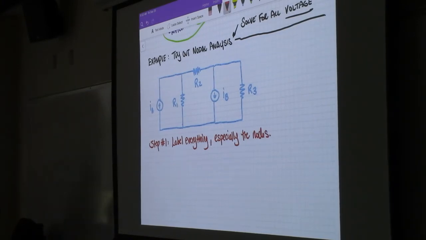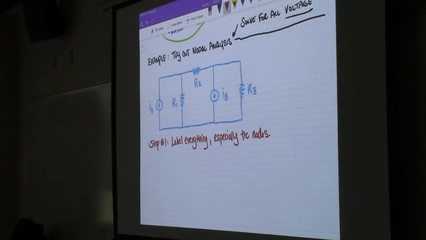Like we've done before, we want to label everything. For nodal analysis, as the name might suggest to you, it's really important that you label the nodes correctly. So what does that mean, labeling the nodes correctly? You can't forget a node, and you cannot accidentally label the same node as giving it two different names.